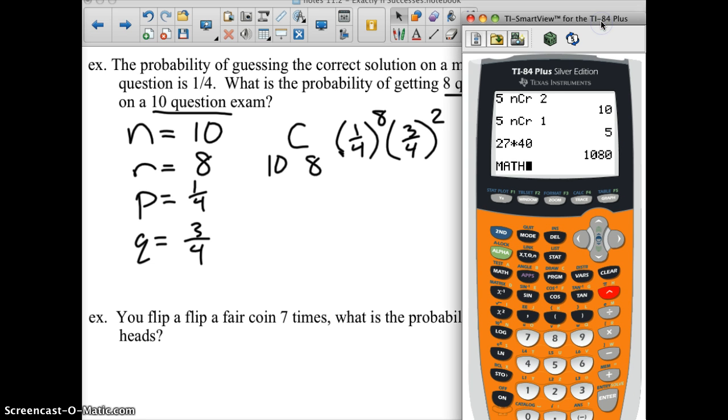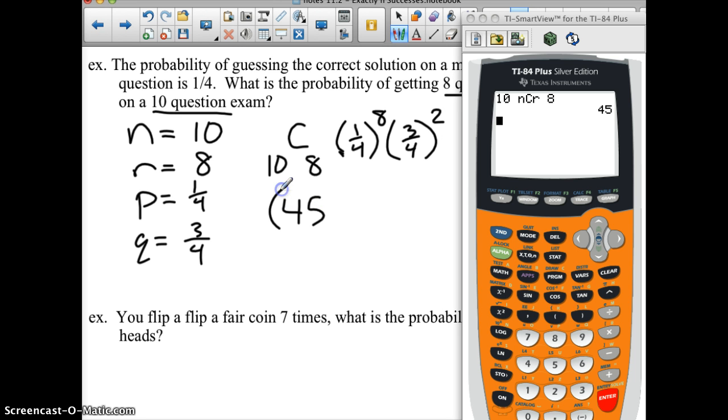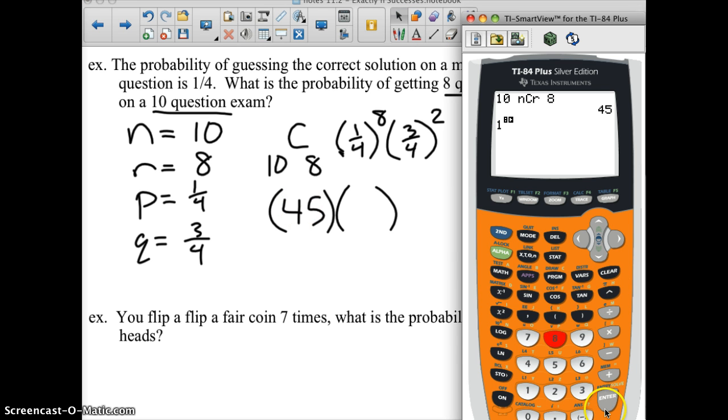All right, so I'm going to get this out of here. Let's go and have 10C8: 10, math, go over to PRB, choice 3, 10C8 is 45. So that is 45. All right, and now I need to do 1/4 to the 8. And here's a little hint. If I want to do this as a fraction, it's really going to be 1 to the 8th, which is 1, over 4 raised to the 8th. So you see, as I do that on the calculator, it won't give me a decimal.